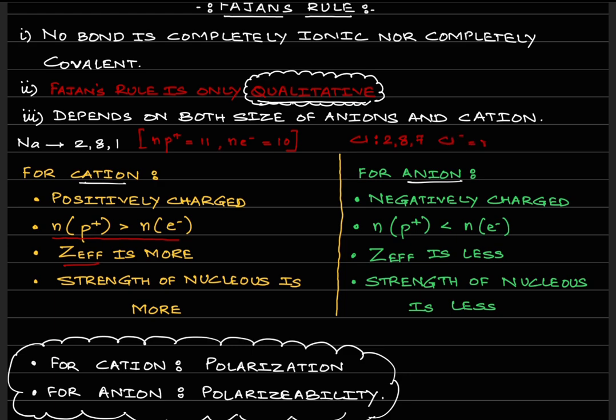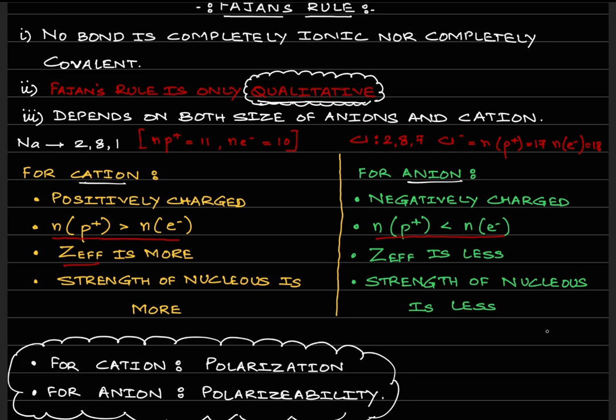Chlorine negative will be having number of protons which are still 17, but number of electrons would become equal to 18. And therefore what has happened is the number of protons is less than the number of electrons. Due to this, the Z effective has decreased, and because it has decreased, the strength of the nucleus has also reduced.